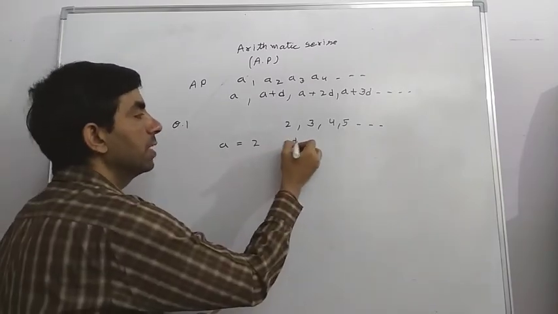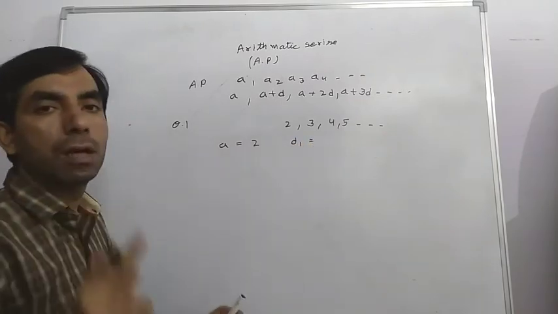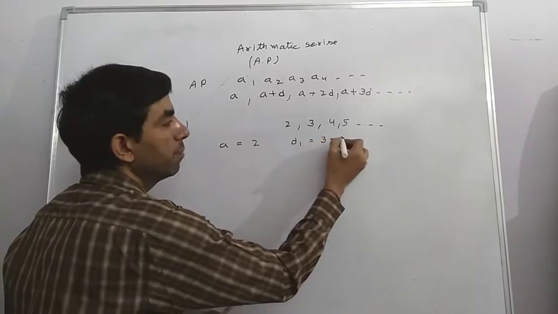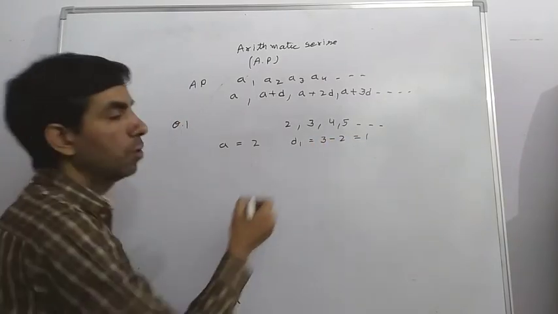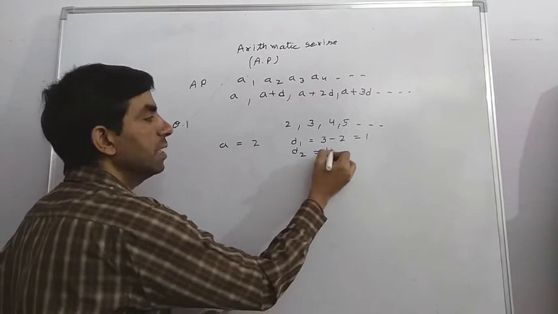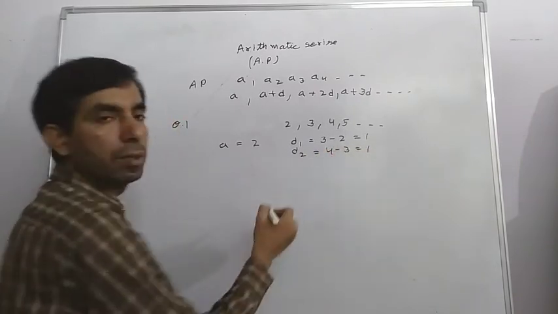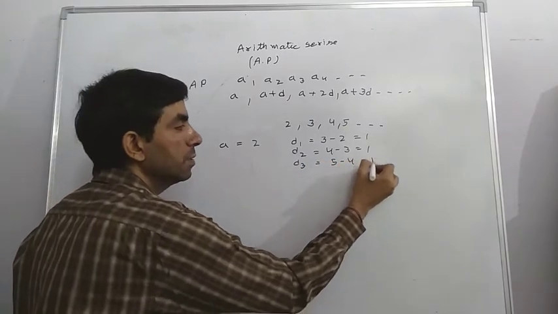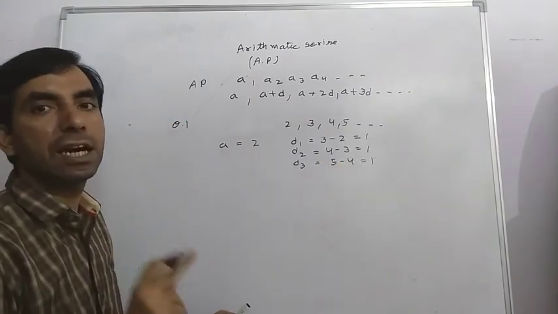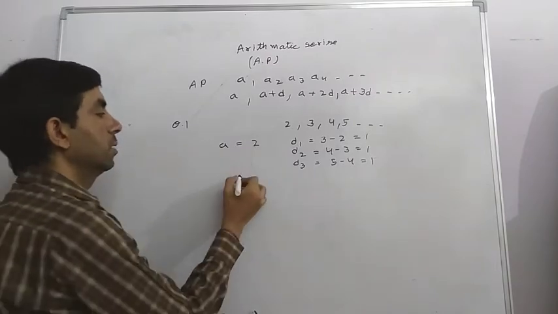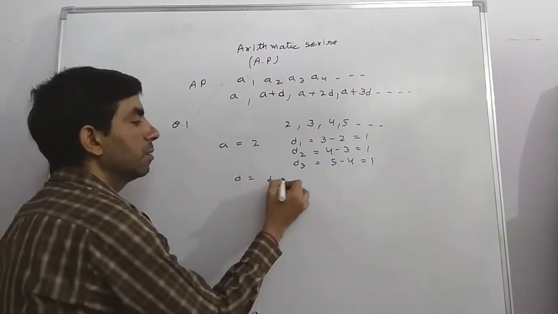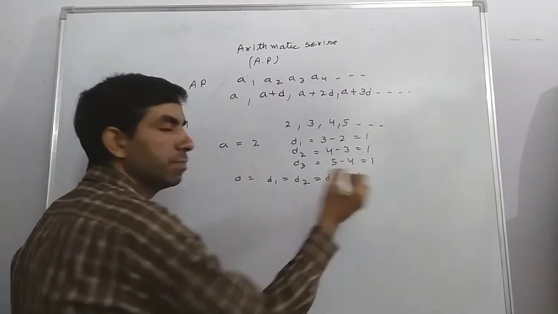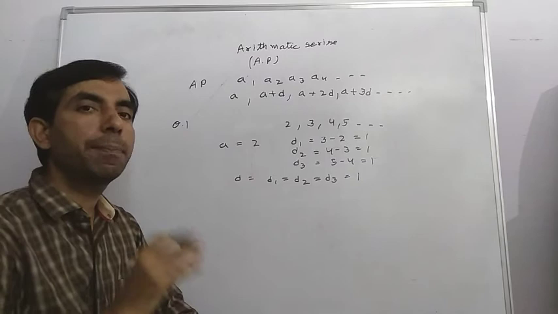For checking we find the difference of each consecutive term. So 3 minus 2, D1 is 1. D2, 4 minus 3, is also 1, and D3, 5 minus 4, is 1. Each time the difference is equal, and that is called the common difference. Then we can say that it is an AP series.